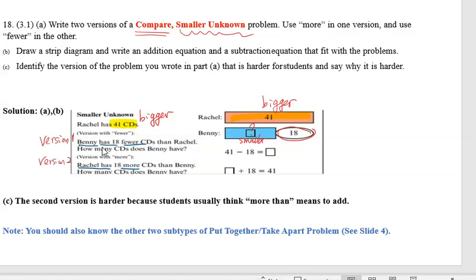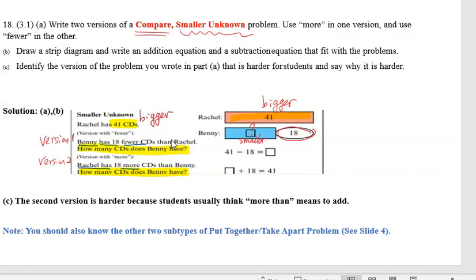So we have the same drawing here, and the question is still going to be the same. How many CDs does Benny have? Because we know Rachel has 41. So we have both versions. Both versions can be described by the same drawing, the strip diagram.